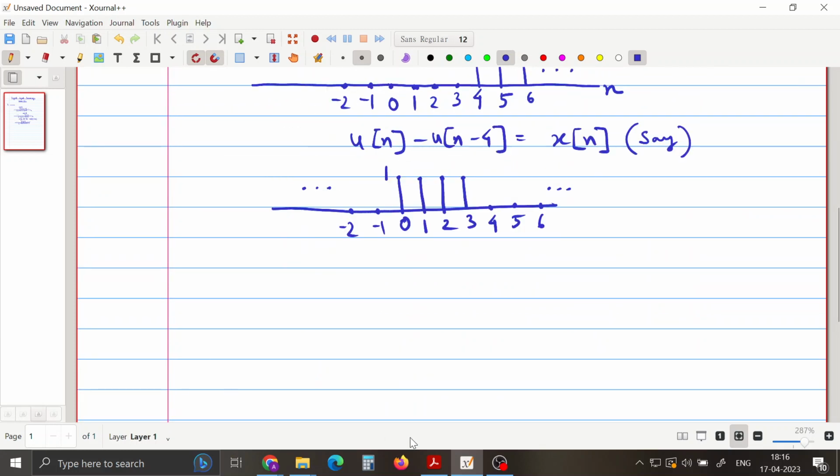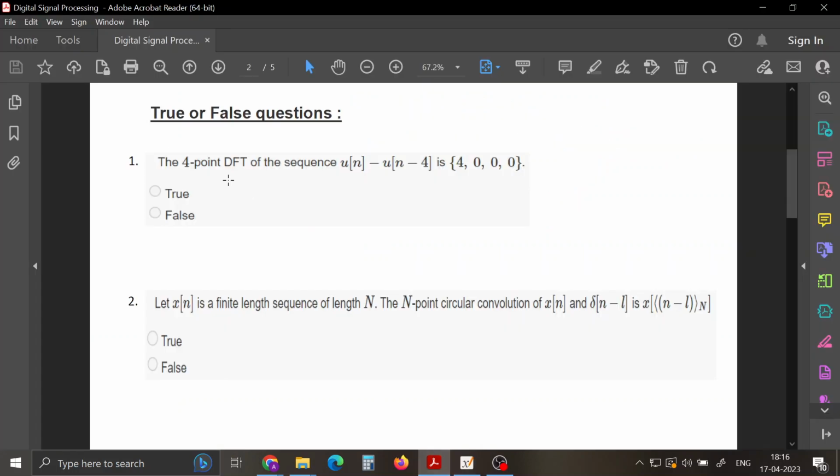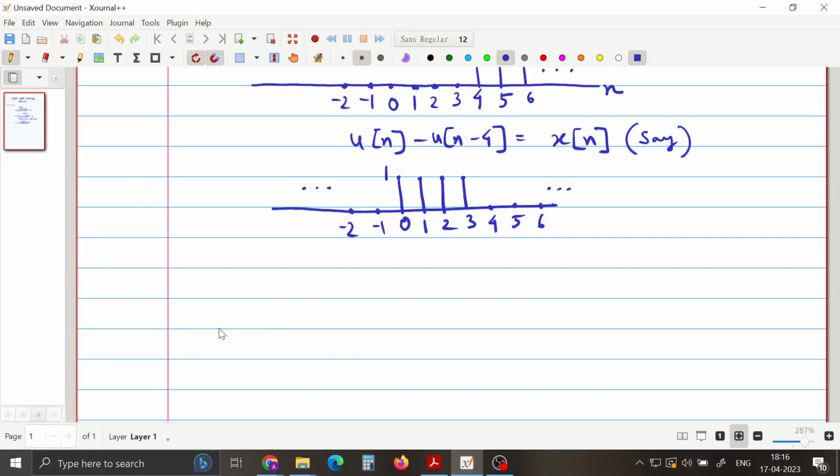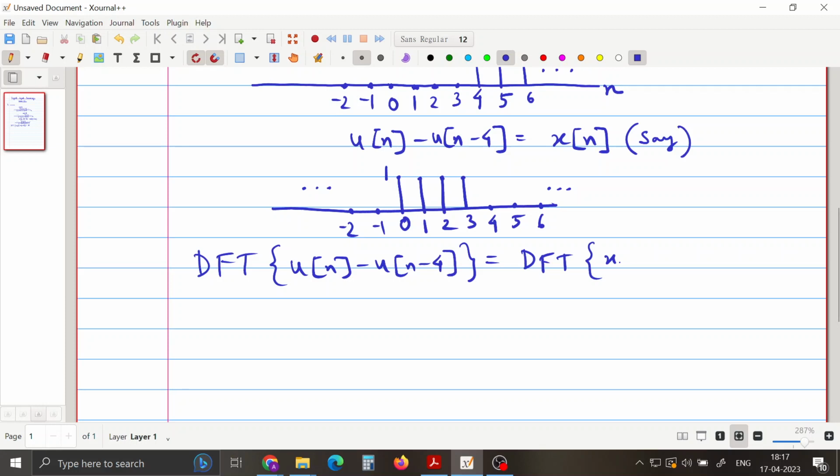Now in the question we are required to find the 4-point DFT of this sequence. Okay, so all we need to do is find the DFT of this u of n minus u of n minus 4. Okay, and we are denoting this difference by x of n just for a simplified notation. So let me call it by cap X of k. Okay, this is the standard notation that we use for DFT, right?